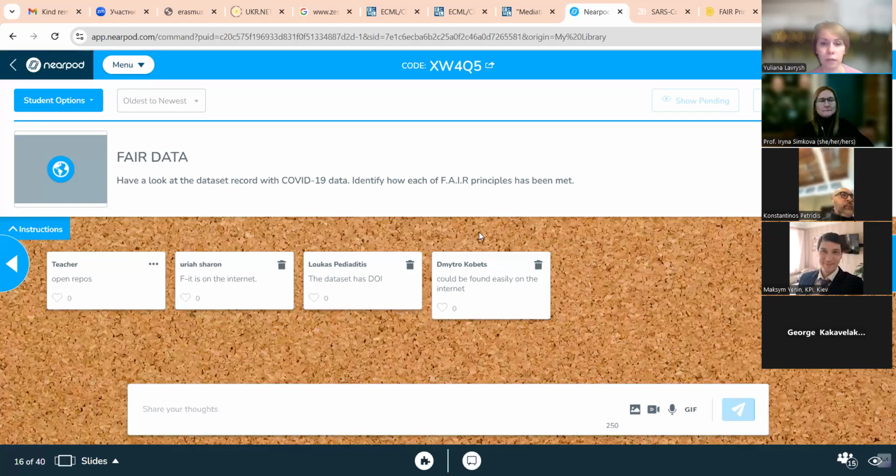You remember: findable, accessible, interoperable, and reusable. So you can find, access, integrate it into your research, reuse, adapt, whatever.